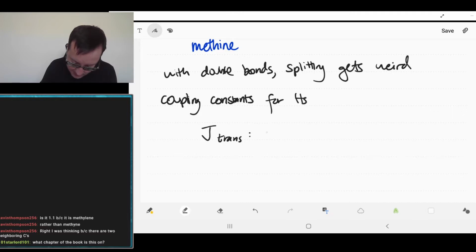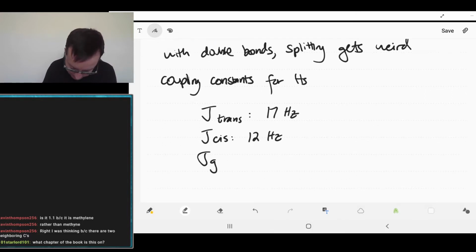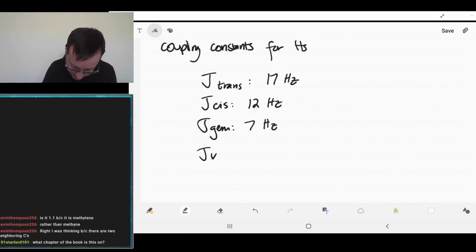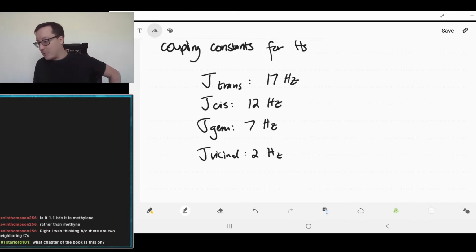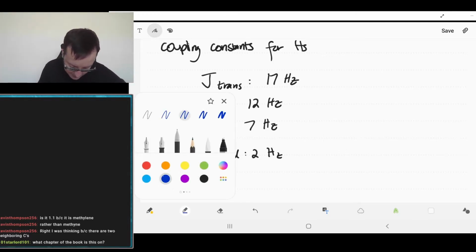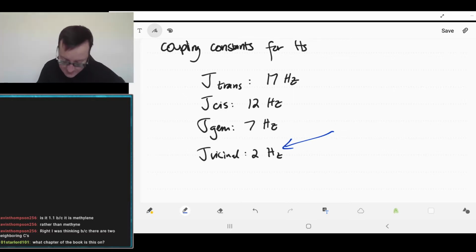For trans, I think we're looking at 17 hertz. For cis, about 12. For geminal, 7. And for vicinal, about 2 hertz. I think this is right, if I remember correctly. I don't remember the exact values. It's not important. But we're going to see here that all we've done so far is use this one.